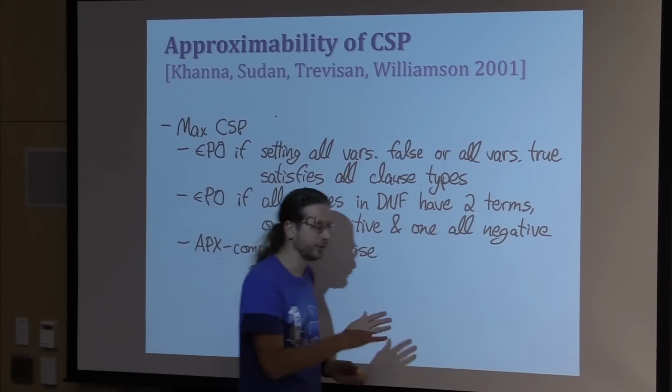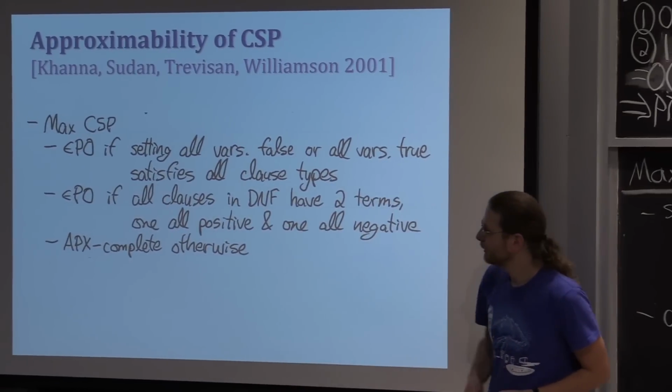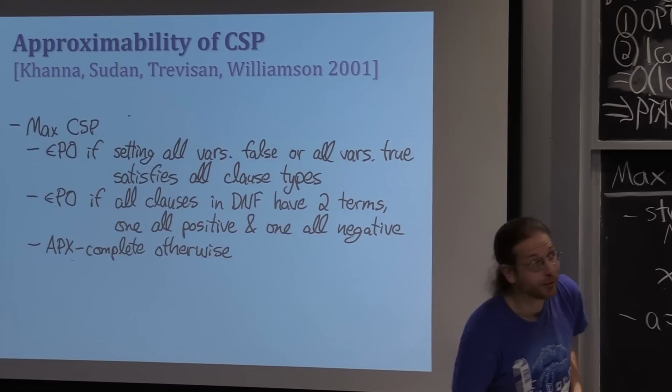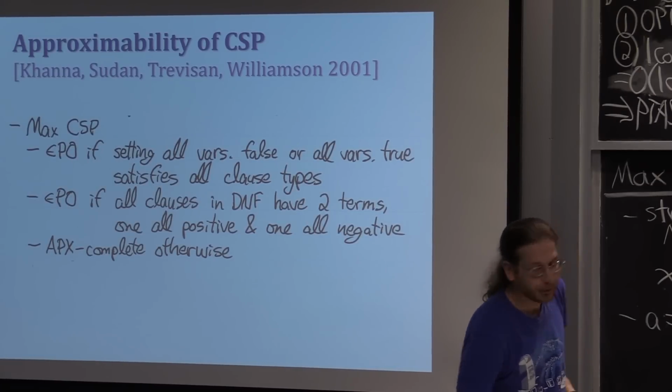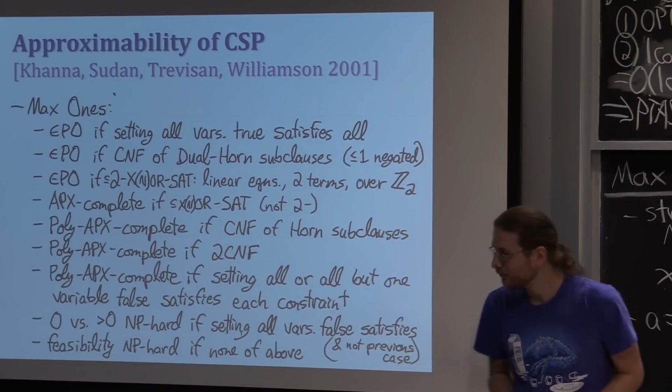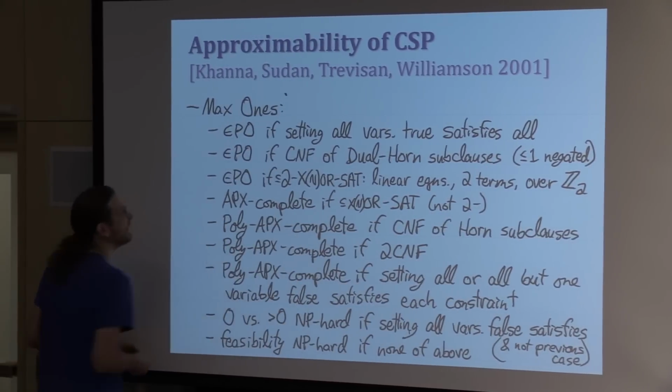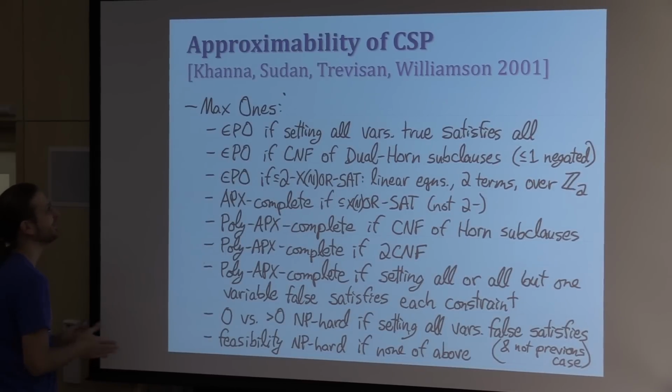With Schaefer, we just had to look at the CNF form, but here we get a new set of things. All right. That was 1 out of 4. Max, min, CSP ones. Next one is max ones. This is not the most complicated. So let's go through them.